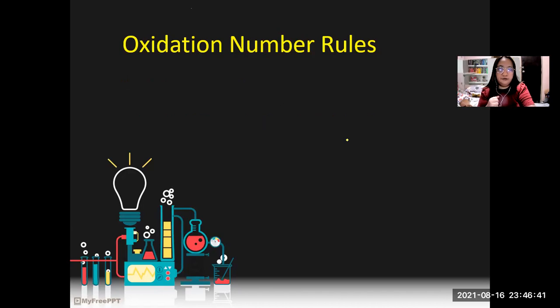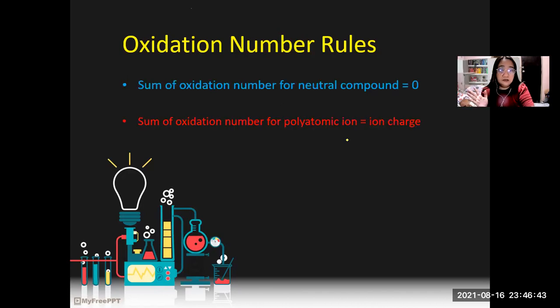These are the summary of the different rules in the use of oxidation numbers. It's very nice to keep them handy because you will be using them most of the time when you're using this method.